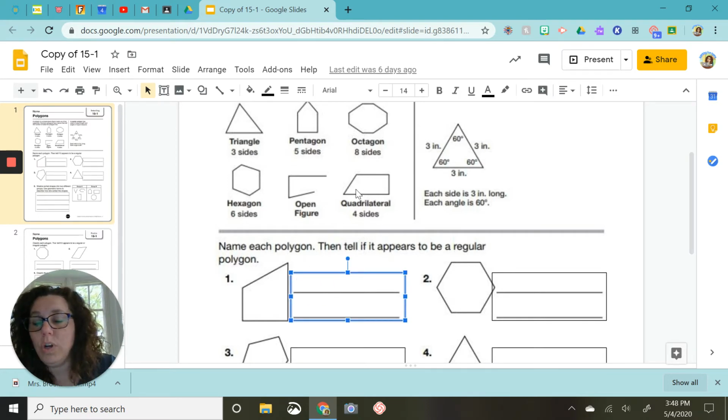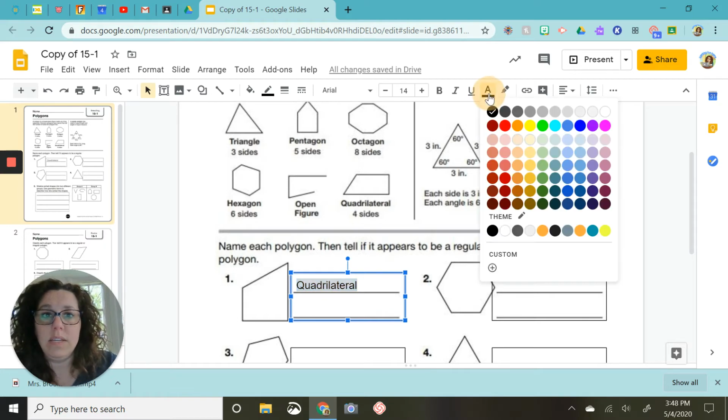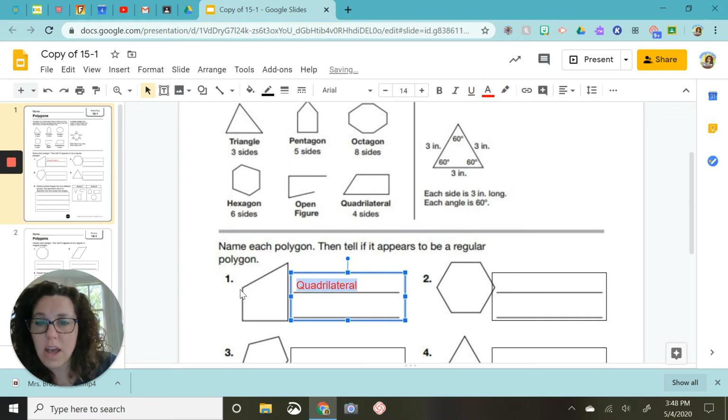Now we might call this a trapezoid if we were being fancy, but right now I think our only 5 options are these. So this is a 4-sided shape, so it is a quadrilateral. And I do not think that this side and this side are the same, and I can definitely tell this side and this side are not equal in length, so I'm going to put not regular.